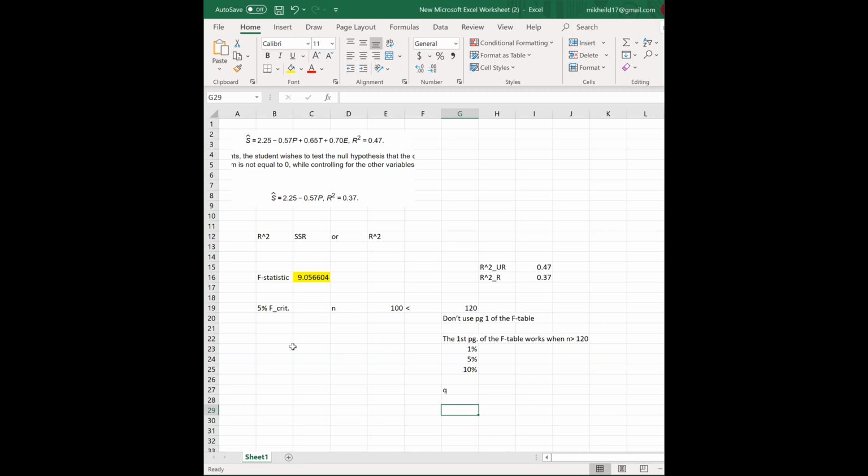5%? Yeah, 5%, and then go to 90 or 120? There are 2 options, 90 or 120. So you'll pick the one that is 90. So we have 100. I would go for 90 because it's closer. Closer, yeah. So 90, and then the numerator is 2, right? Yes. Okay, so then the number will be 3.10.